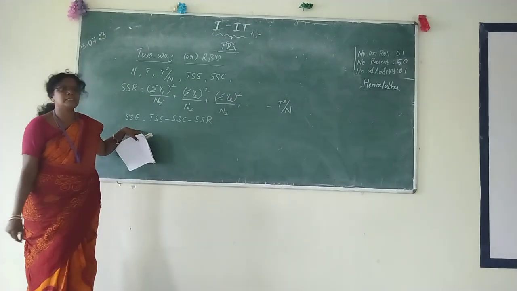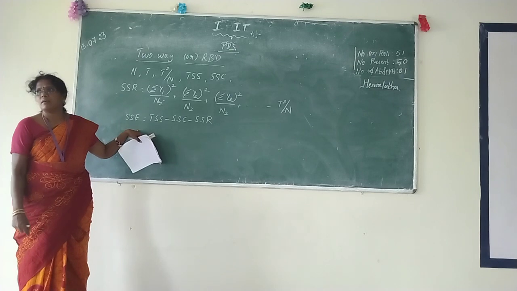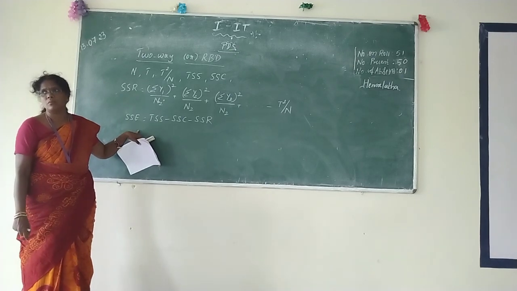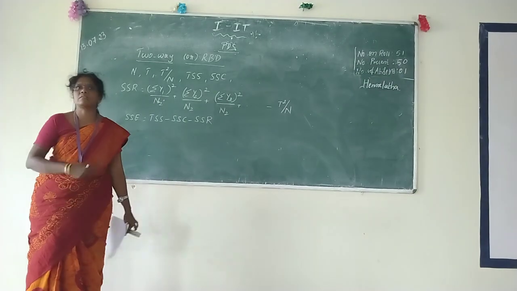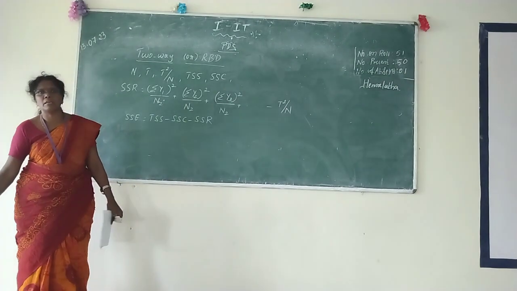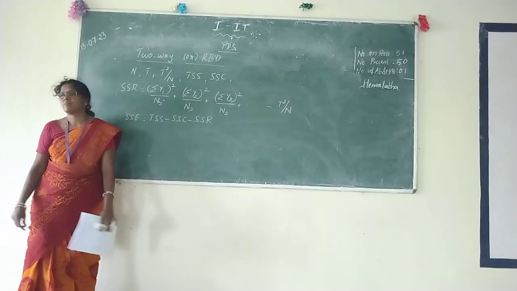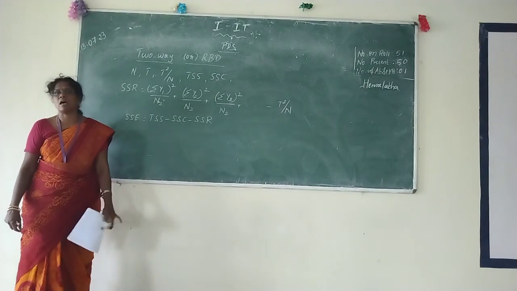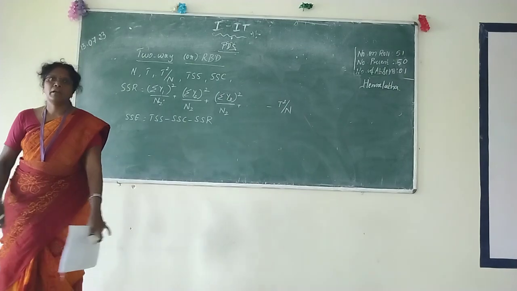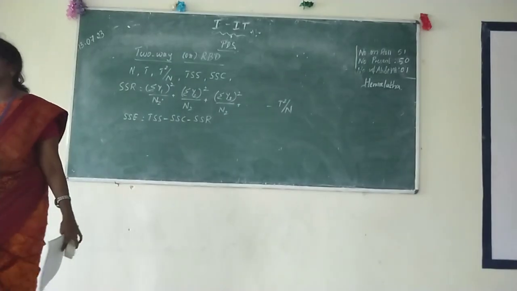Finally, next one. SSE, error, is equal to TSS minus SSC minus SSR. You have to subtract both the column squares as well as the row wise. TSS minus SSC minus SSR. Okay. After calculating all these things, what do you have to do?